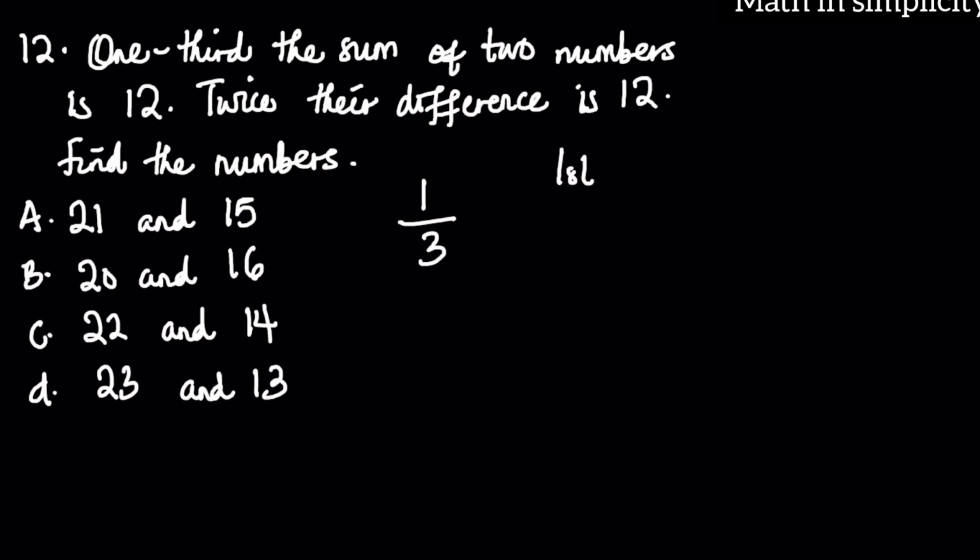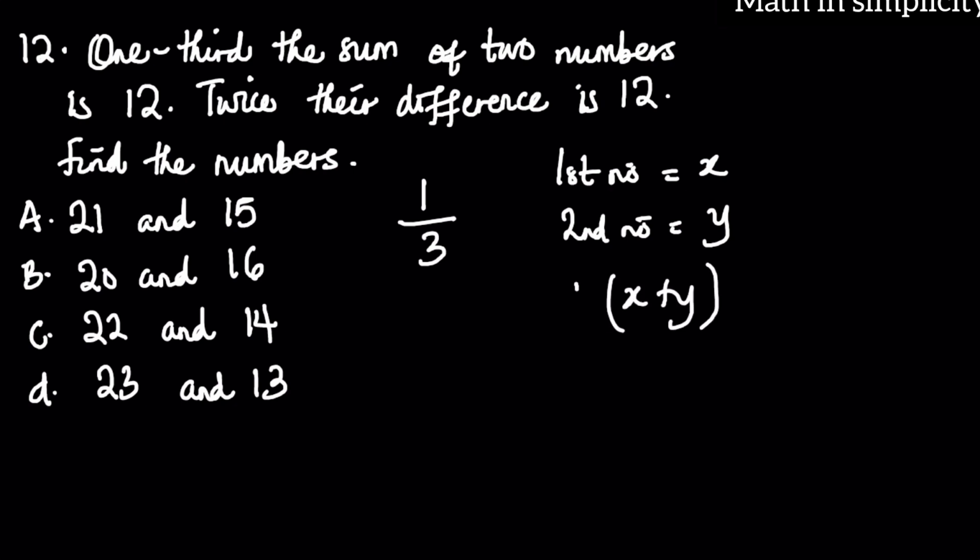So let the first number be equal to x, and let the second number, let's say, equal to y. So 1/3 of the sum, so the sum of x plus y, if we get 1/3 of it, so this is what it means. 1/3 of x plus y is equal to 12, and we also have that twice their difference.